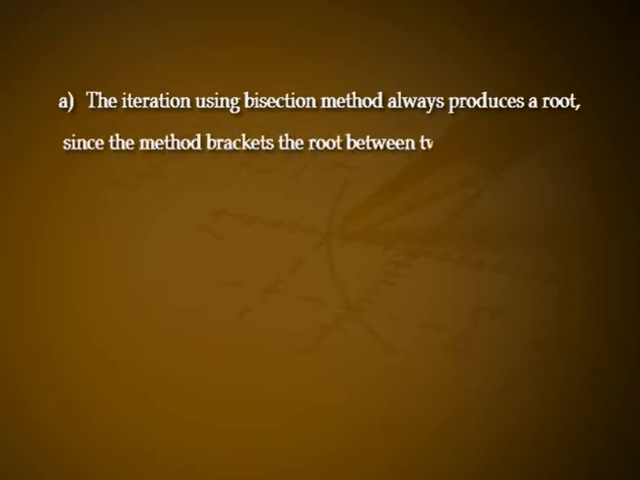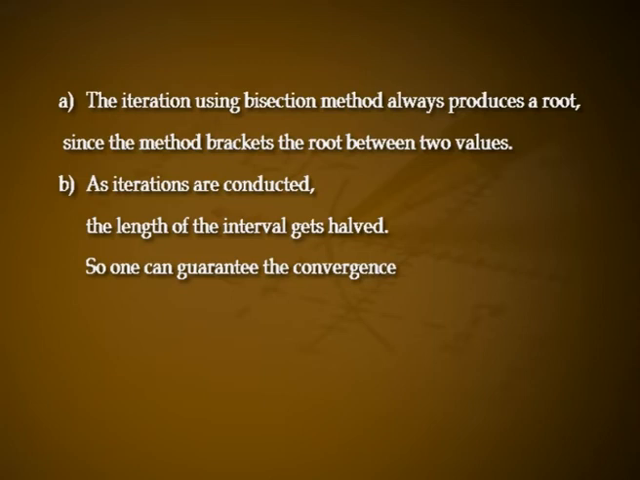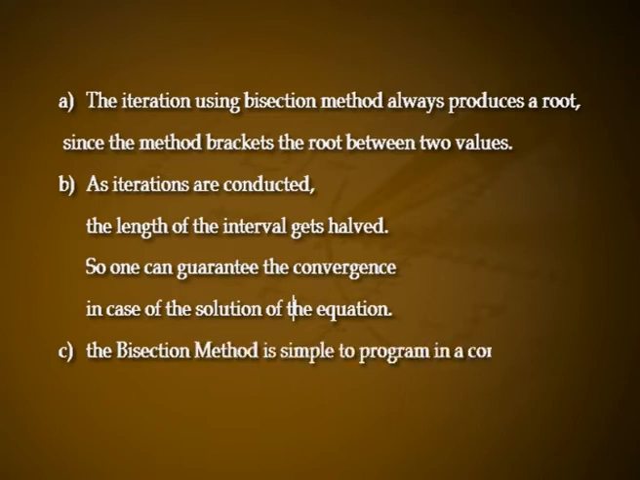Merits of the bisection method. The iteration using the bisection method always produces a root, since the method brackets the root between two values. As iterations are conducted, the length of the interval gets halved. So one can guarantee the convergence in case of the solution of the equation. The bisection method is simple to program in a computer.